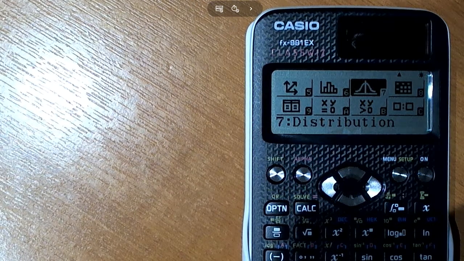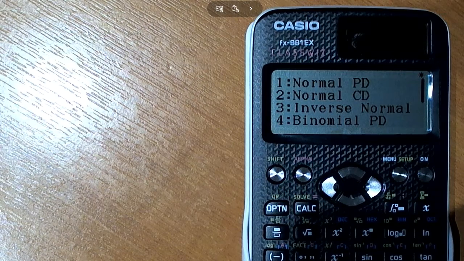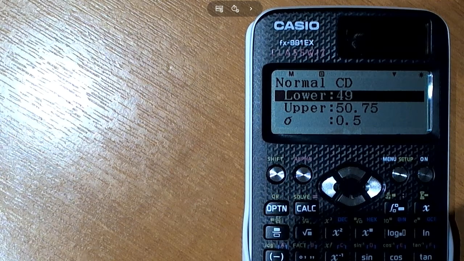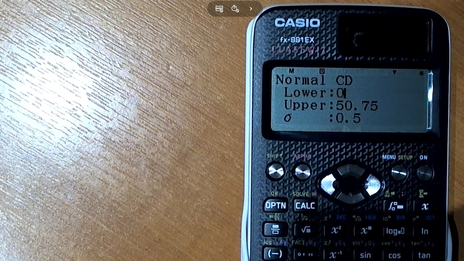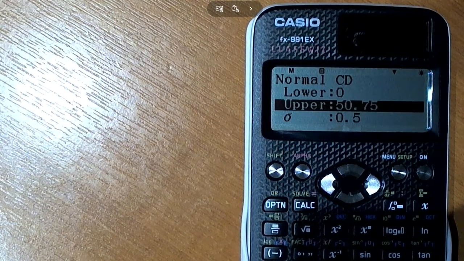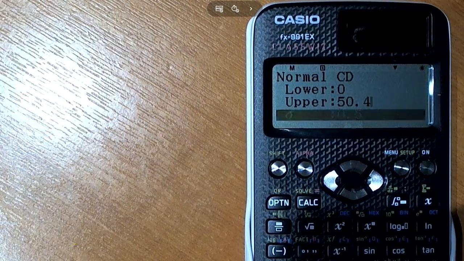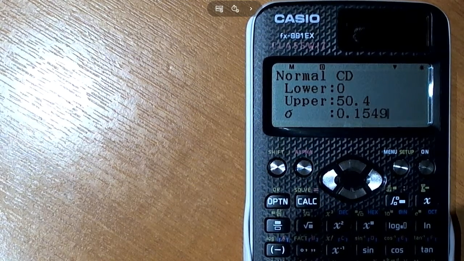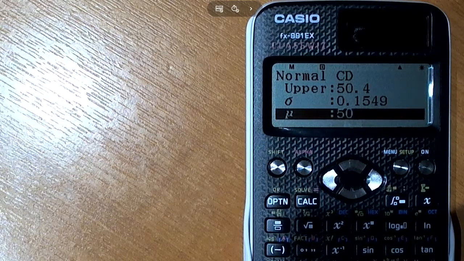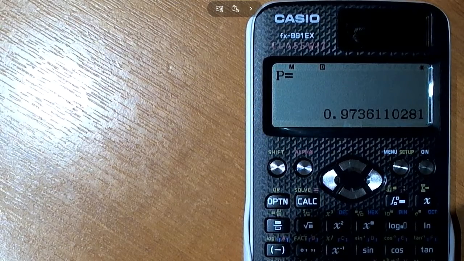So once again, using the ClassWiz calculator, we're going to put 7, and then we're going to use normal CD. Now we want our lower value for this to be 0, press equals. The upper value to be 50.4, press equals. Sigma is the value we worked out, which was the square root of sigma squared over n. That's 0.1549, press equals. And our mu is 50.1, press equals. And press equals again. And the value we get is 0.9736.